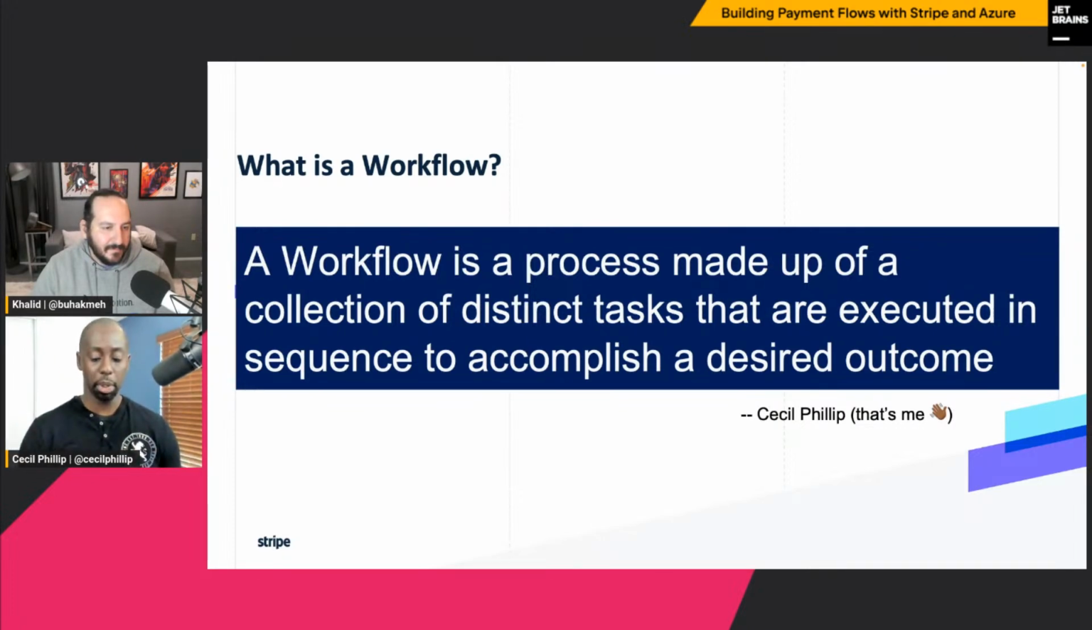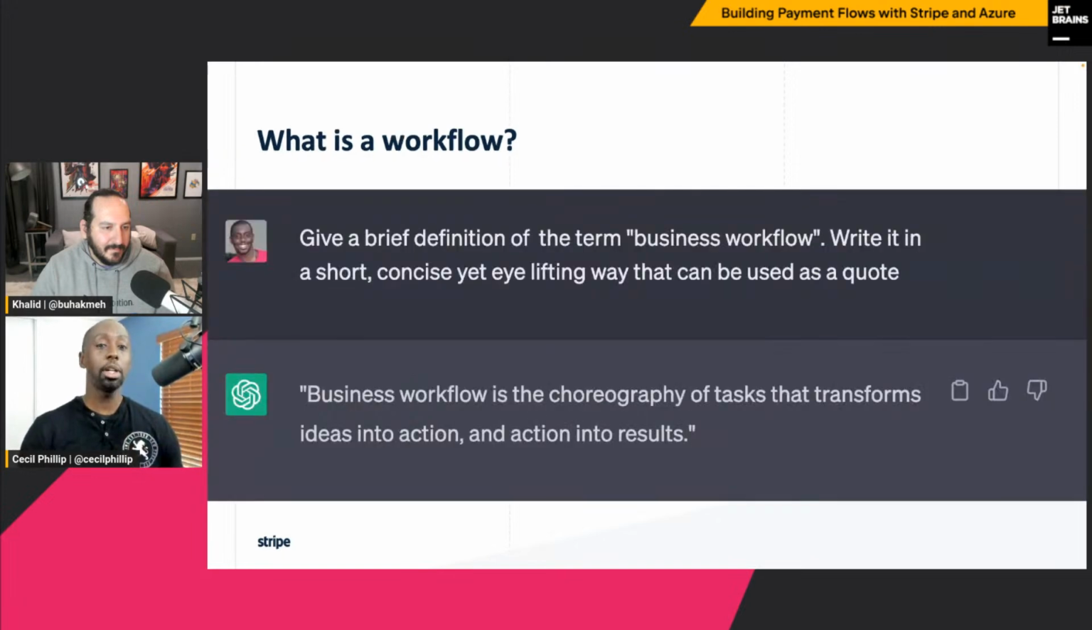Now, it's 2023, and as a good developer, I'm going to do what every other good developer does. I'm going to ask ChatGPT what it thinks a workflow is. And so I went ahead and asked ChatGPT for a really spicy definition of what it thought workflows were. And you can see it says workflows, particularly business workflows, are the choreography of tasks that transforms ideas into actions and actions into results. And I can't disagree with that, right? That makes a lot of sense.